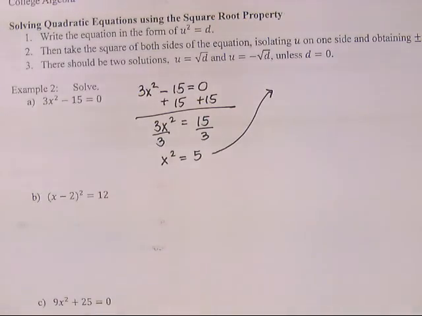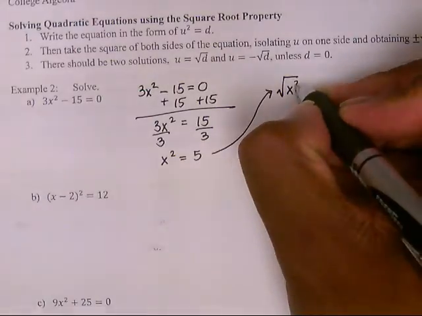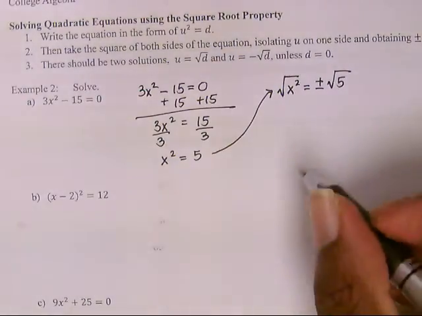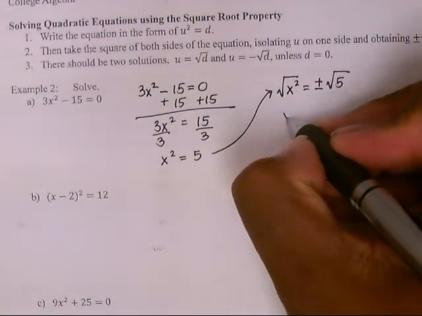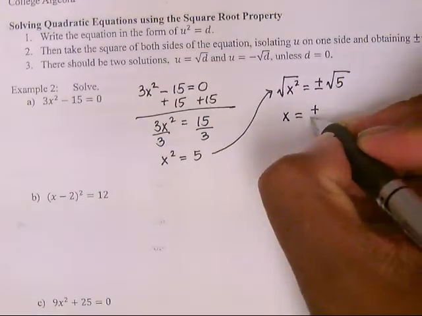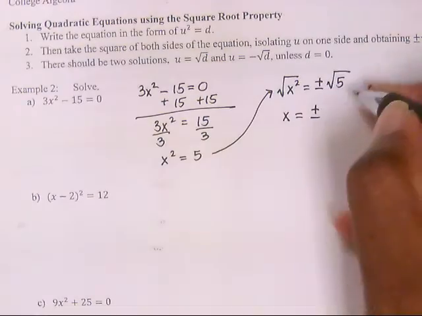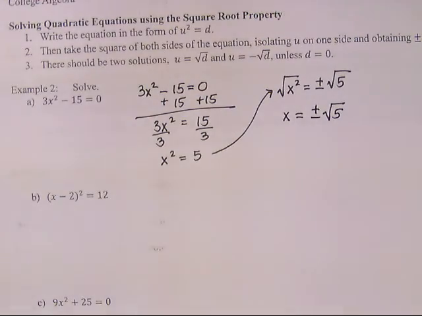But here I want to solve for x. X is being squared, so the opposite of squaring something will be to take the square root. And keep in mind, when you take the square root, you have to bring in that plus or minus symbol. So the square root of x squared will be x. That's equal to plus or minus. Now 5 is not a perfect square, so I can't take the square root of 5 and get a whole number from it. So it'll just be x is equal to plus or minus the square root of 5.